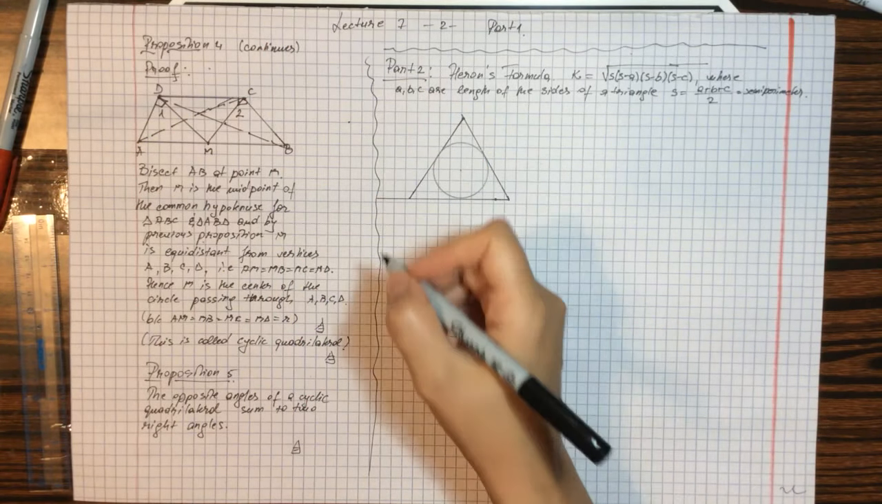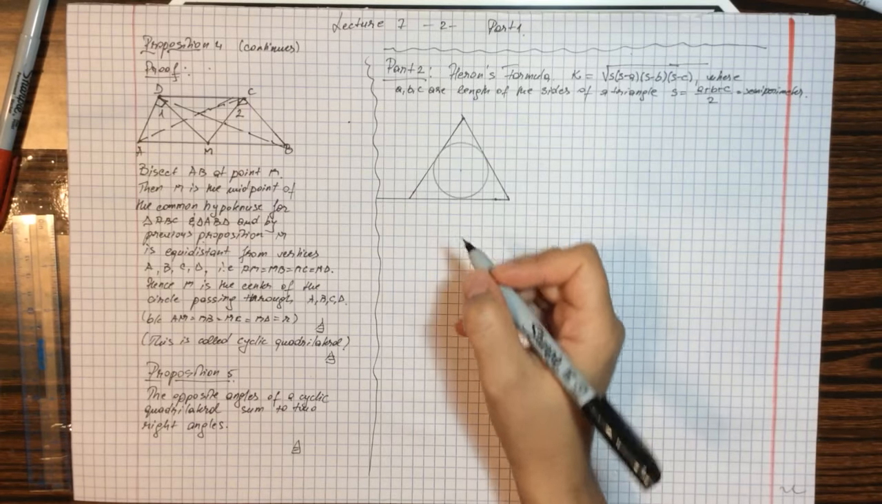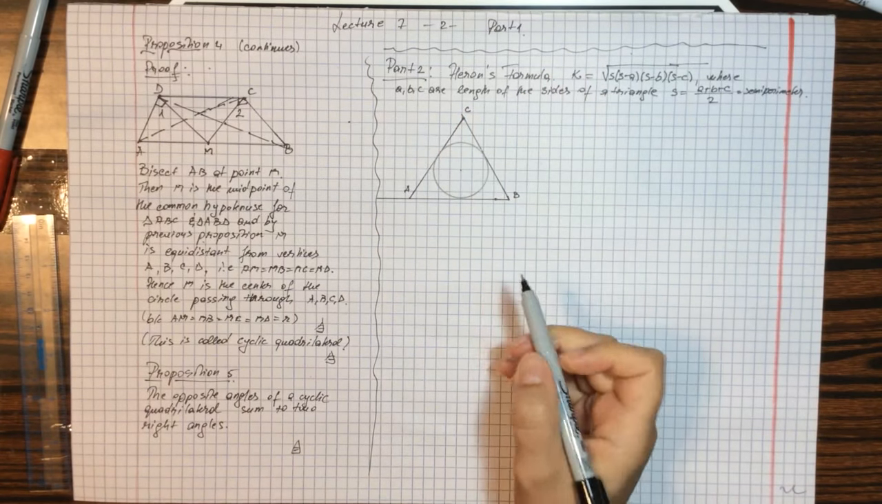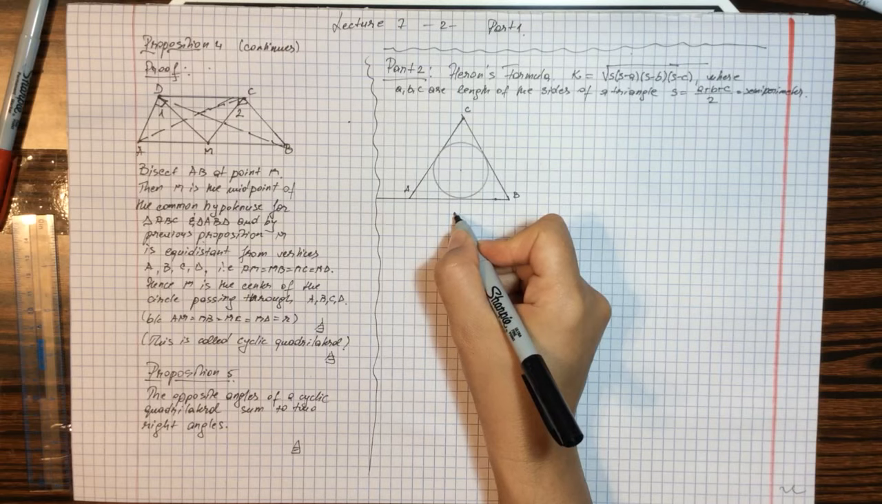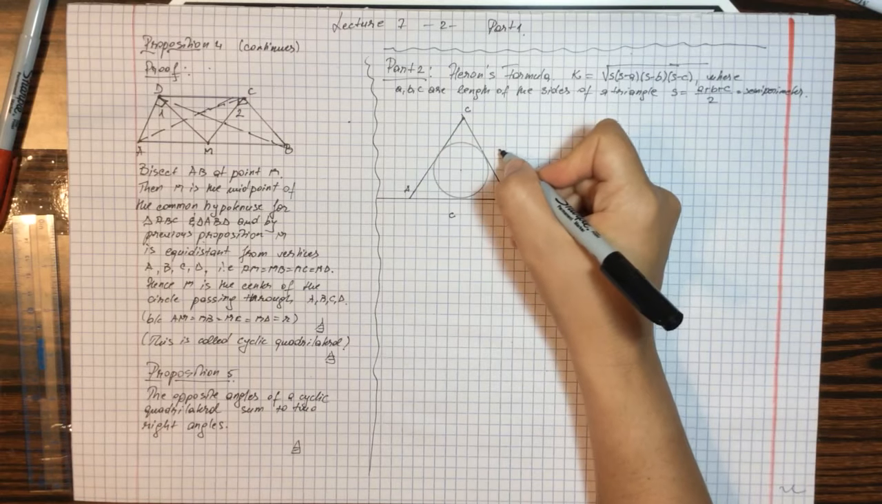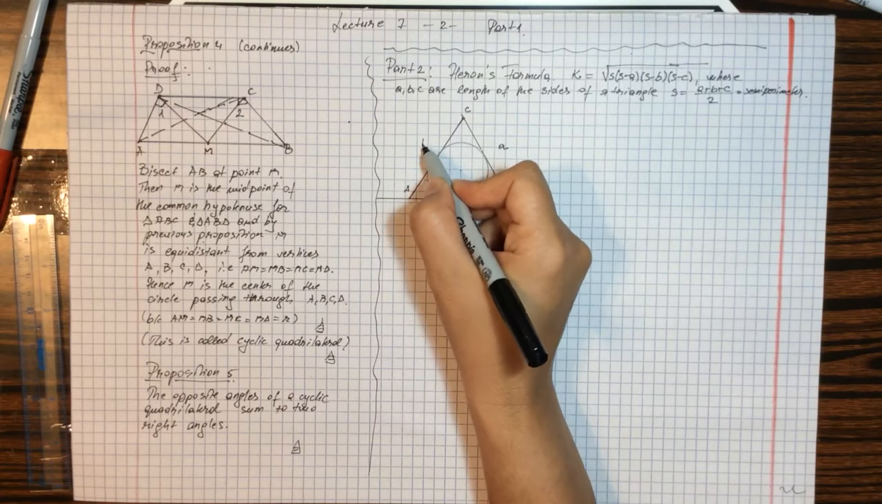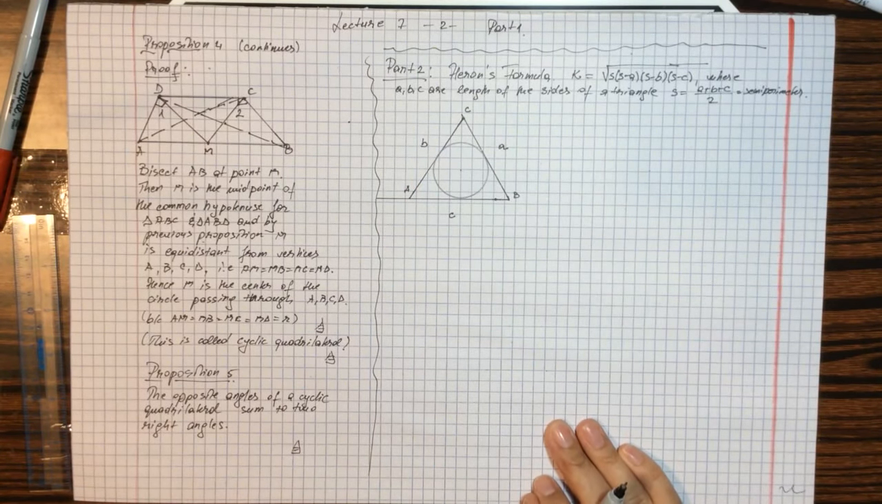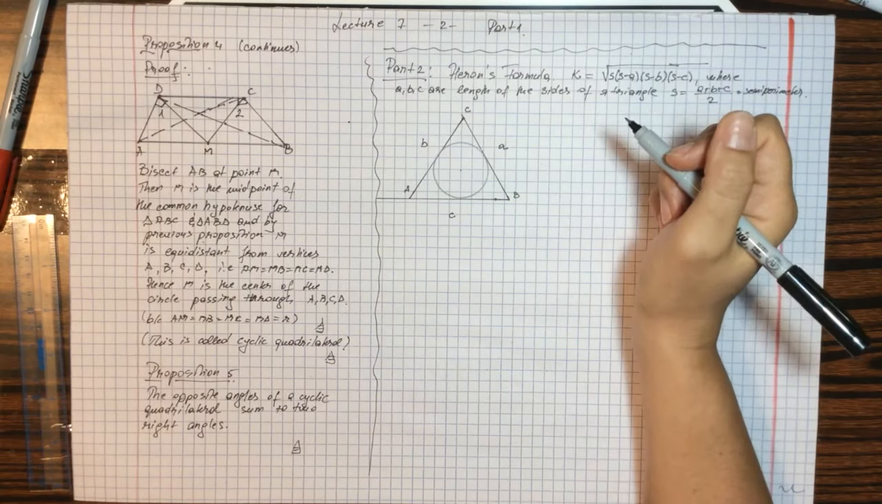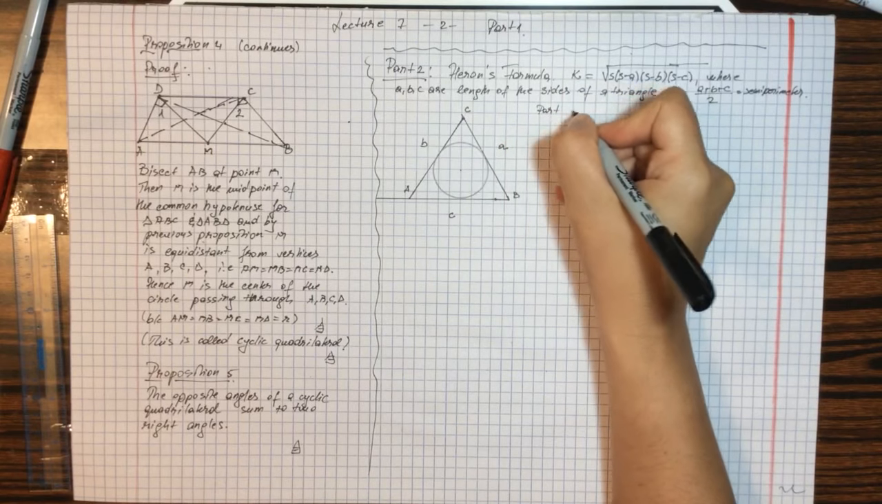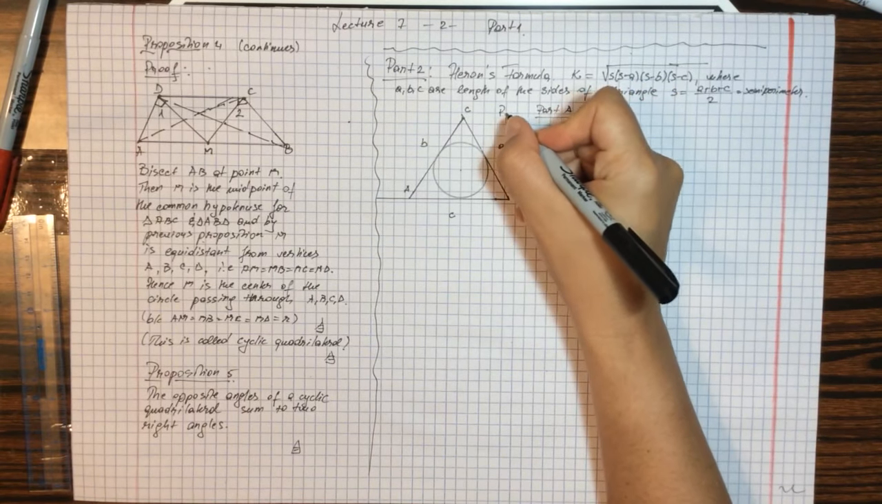Okay, so I have triangle ABC, and the side AB, let's say, is of length c, BC is of length a, and AC is of length b. Okay, so let ABC be any triangle with sides a, b, and c, and radius r. Proof, part A of the proof.